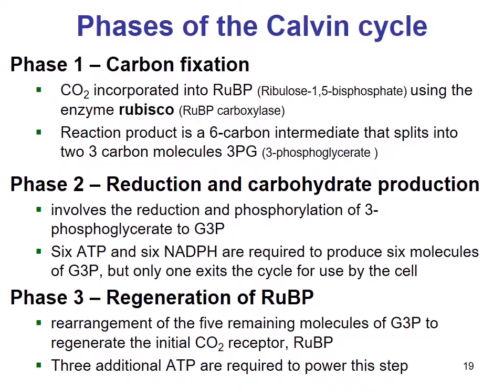From there, we have the reduction in carbohydrate production. That involves reduction and phosphorylation of 3-phosphoglycerate to G3P. It takes 6 ATP and 6 NADPH in order to produce 6 molecules of G3P, but only 1 exits the cycle for use by the cell. Then we regenerate the RuBP, so you rearrange the 5 remaining molecules of G3P to regenerate that initial carbon dioxide acceptor, which is called RuBP, and that takes ATP as well.